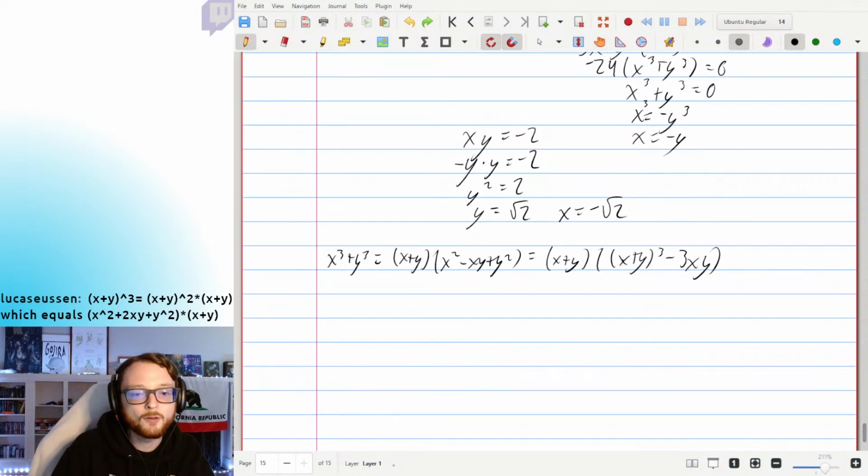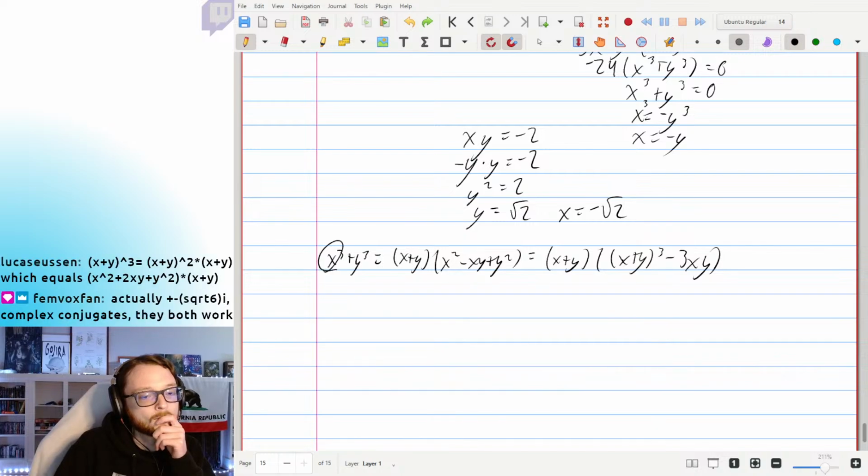Importantly, Lucas, this has a minus. Wait. Well, no, we're not starting with that though, Lucas. We're starting with x cubed plus y cubed. That's where Megalomorph's argument is starting from. So you're also right, but x cubed plus y cubed is different from x plus y cubed.